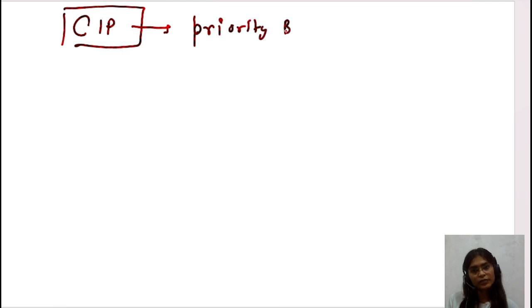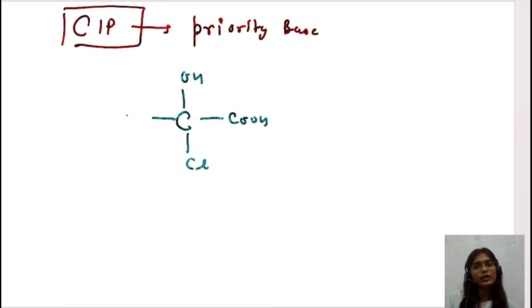It's priority based. For example, let's suppose this is a carbon, and the OH group is connected, and a COH group is connected, and let's suppose a chlorine is connected, or a hydrogen is connected. Which group gets the first priority? The next question: what is the meaning of priority based? At least we know the priority rule.